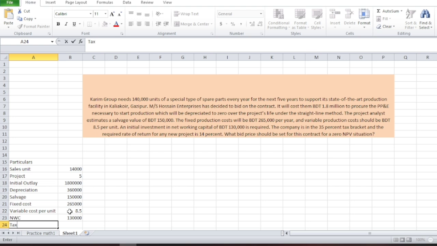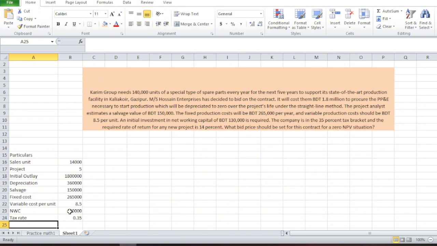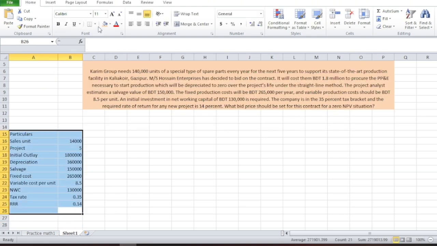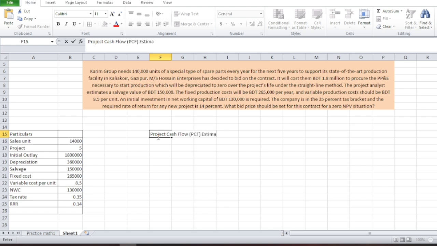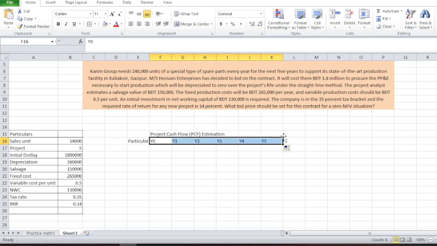We have a tax rate, which is 35%. And we have a required rate of return, or the discount rate, which is 14%. So this is our supporting information. We're going to use this throughout our analysis. So let's write our project cash flows. Now the particulars, starting from year 0 to year 5.